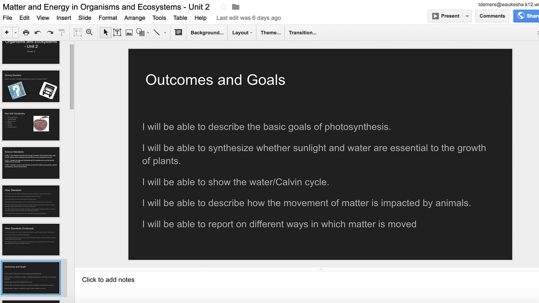You will also be able to show what the water cycle is. You'll be able to describe how the movement of matter is impacted by animals. And you'll be able to report on different ways in which matter is moved.